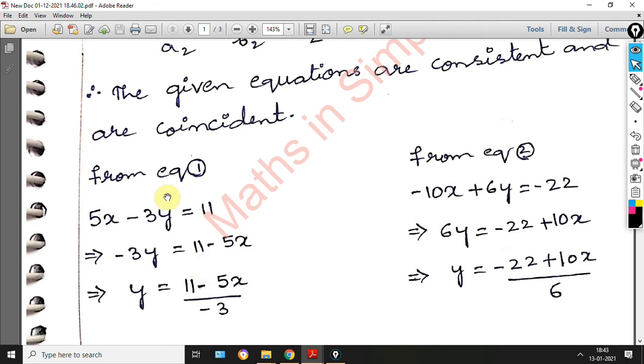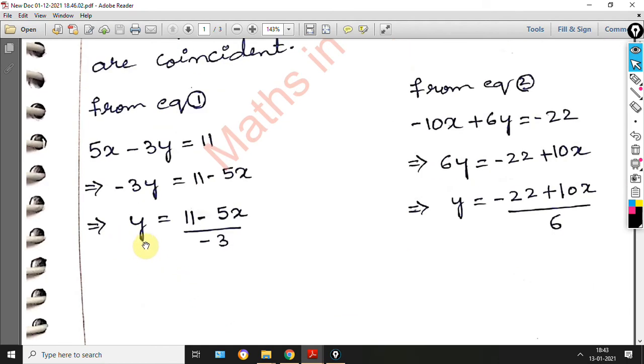Next, we keep only the minus 3y on this side and send the 5x to the other side. So what will happen? Minus 3y equal to 11, we write as it is. Next, 5x comes to this side, so it changes its sign and becomes minus 5x. Now we write y equal to 11 minus 5x, as it is. And here minus 3 is in multiplication with y, so when it goes to the other side, it comes in division, so divided by minus 3.